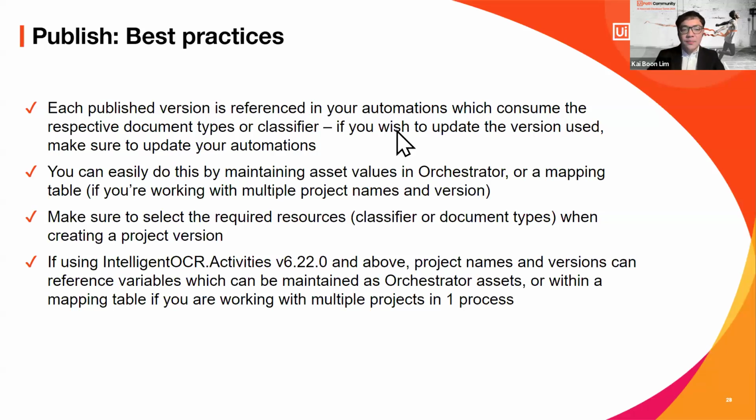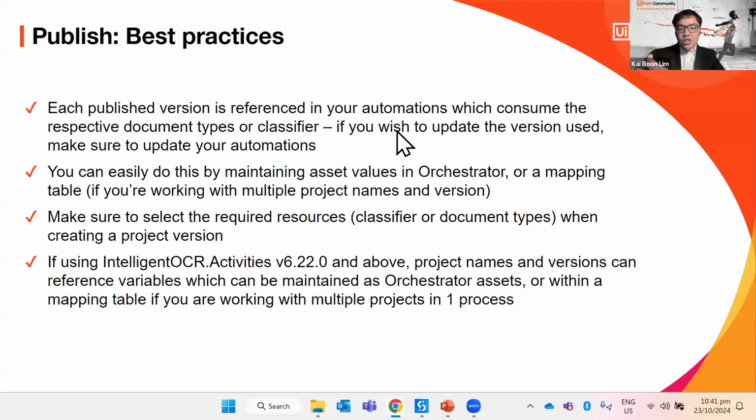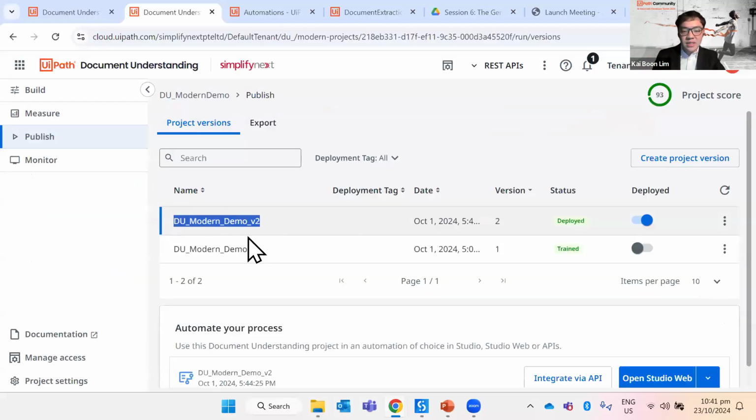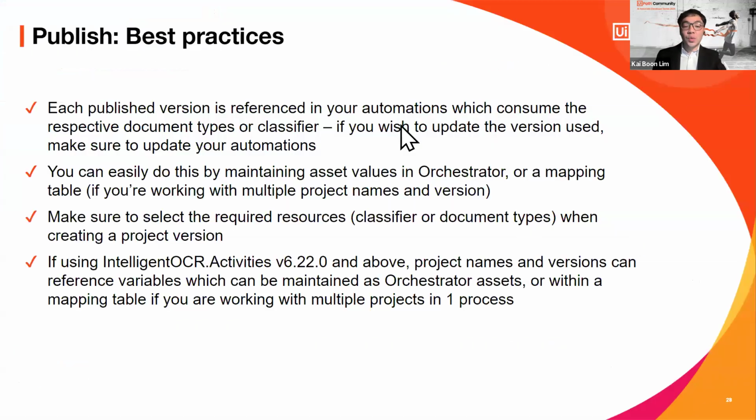As well, just take note, later I'll show you in the hands-on, but how it's different from the classic experience is, instead of going through ML Skill endpoints to consume your model, you actually have to specify the specific project name, as well as the project version in the activity itself to consume the model. So that puts us a bit in a pickle, because what this means is every time you update your model or publish a new version of the model, you will have to update your automations.